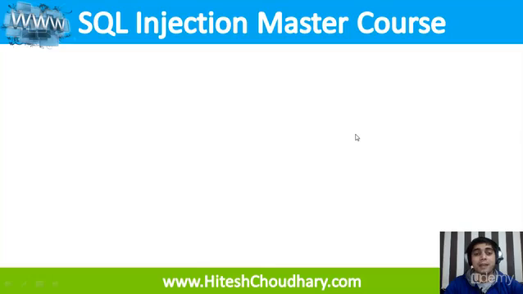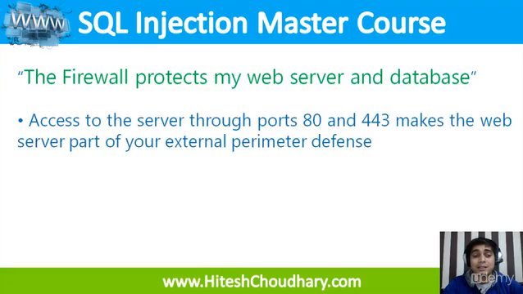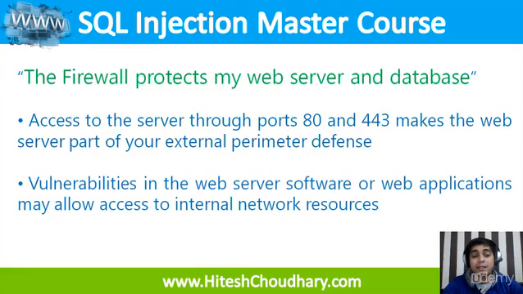The very first SQL injection misconception is that the firewall protects my website or web server and the database as well. To be very honest, if you are talking about SQL injection, access to the server through port 80 or port 443 makes the web server a part of your external perimeter defense. Vulnerabilities in the web server software or web application may allow access to internal network resources. The firewall is actually not a permanent solution for these types of SQL injection, or rather, it is not at all a solution.